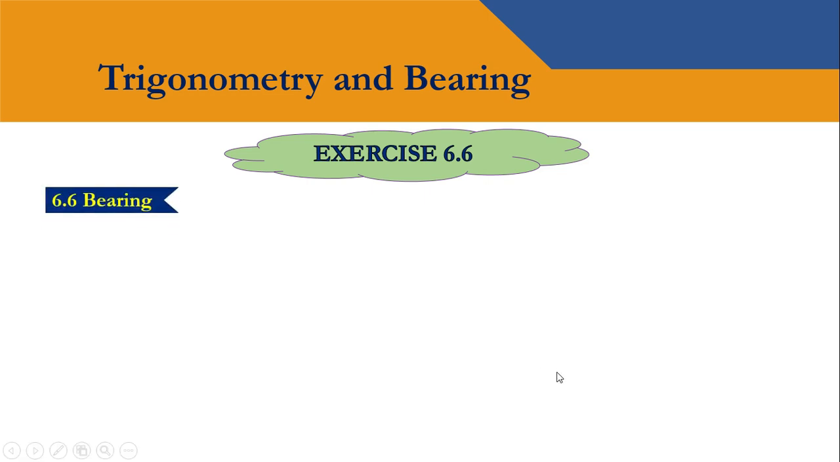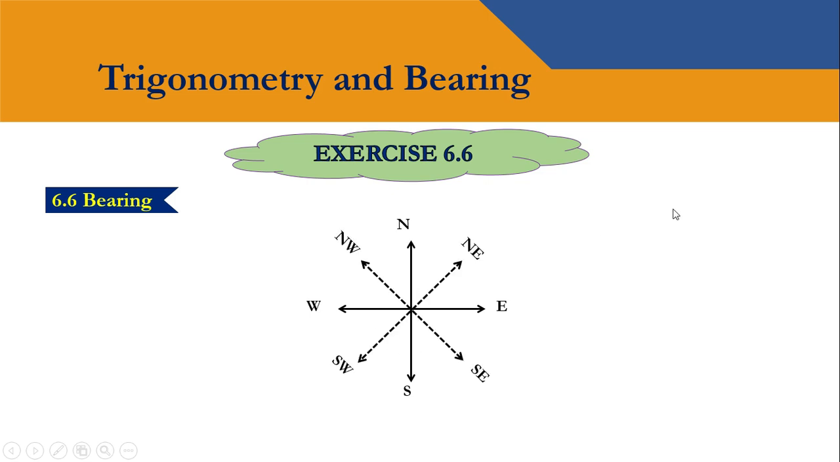In this exercise we will see what is bearing. So there are four cardinal directions: north, south, east and west. These directions are perpendicular to each other, making an angle of 90 degrees with one another. There are four more intercardinal directions: northeast, southeast, southwest and northwest. The bearing is an angle. It is a 3-digit angle which is measured from the north side in the clockwise direction.